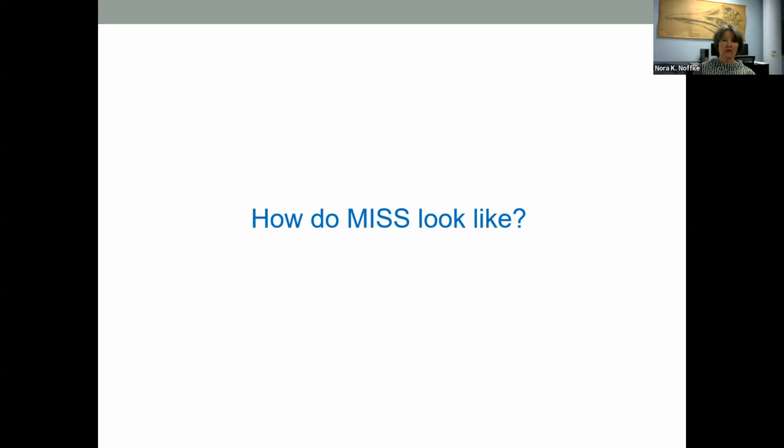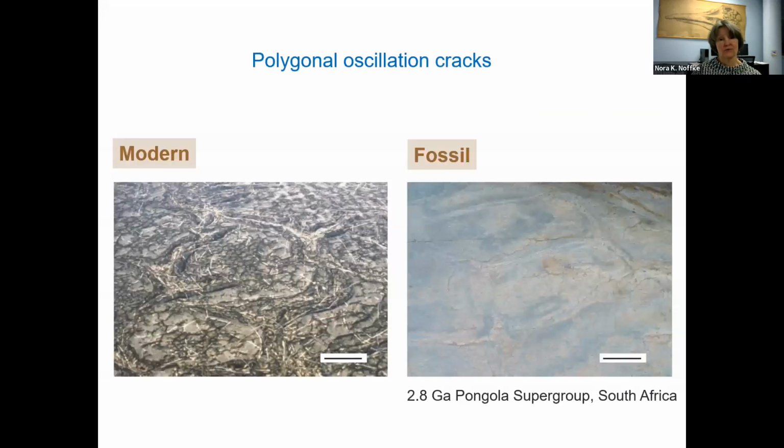So how do the structures now look like? Just a few examples. Those are polygonal oscillation cracks. This term sounds a little bit odd, but you will understand it in a moment. This is a photo of a modern microbial mat here from Tunisia. The microbial mat is about 4 centimeters thick. Here in the center is a polygon, which I'm lining out here now. Here's another polygon. Here's another one, and so forth.